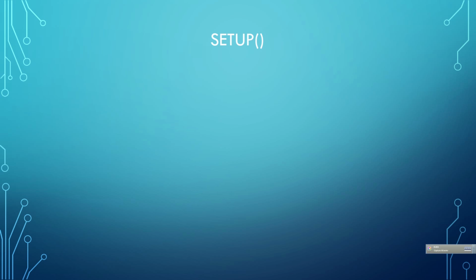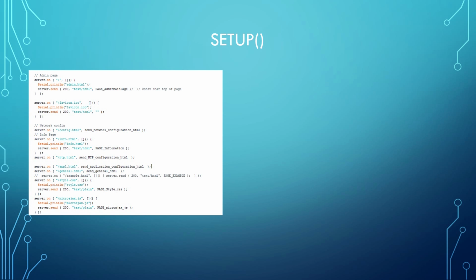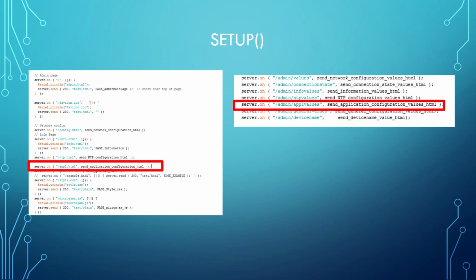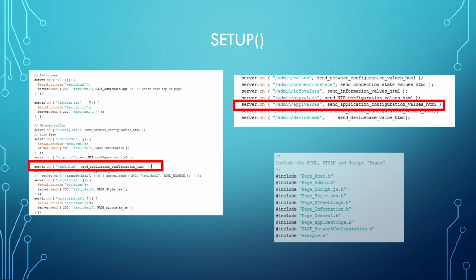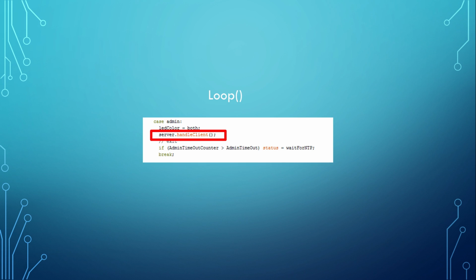In the next step, we have to make sure that the sketch knows about this new page. This is done in the setup of the sketch. We need two lines of code for each page, one to display the frame of the page and the next to display the values. And of course, we have to include the file so that the IDE loads it during startup. If we now call the command server.handleClient in our loop section, the whole magic happens.